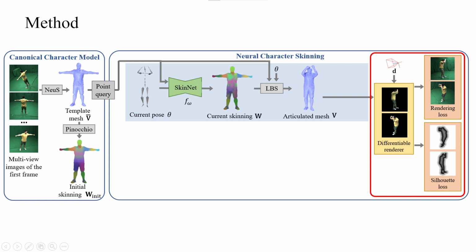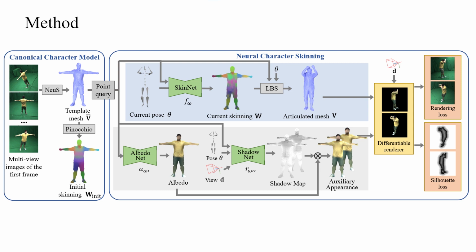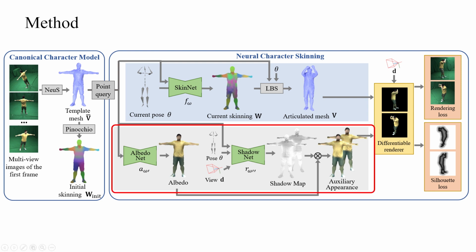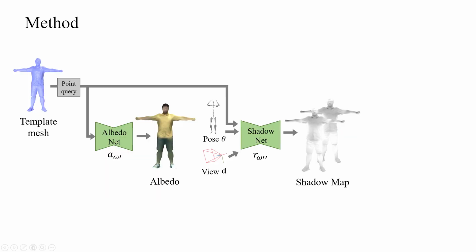However, during our experiments, we found that if we only use the static texture extracted by NeuS, the network can hardly obtain an optimal convergence. To address this issue, we propose a neural appearance field to predict auxiliary appearance to supervise SkinNet. The neural appearance field consists of two components, albedoNet and shadowNet.